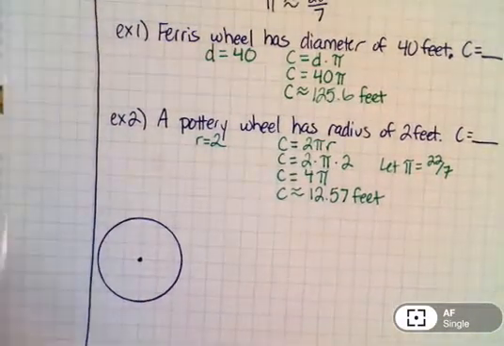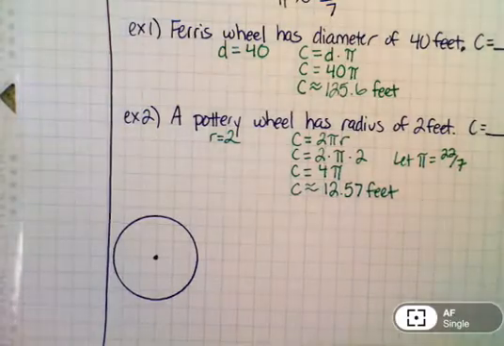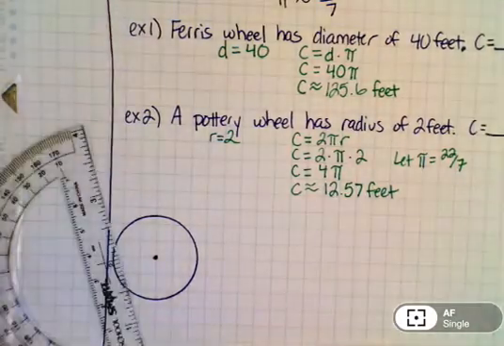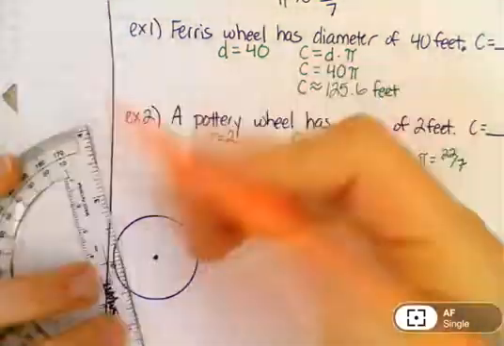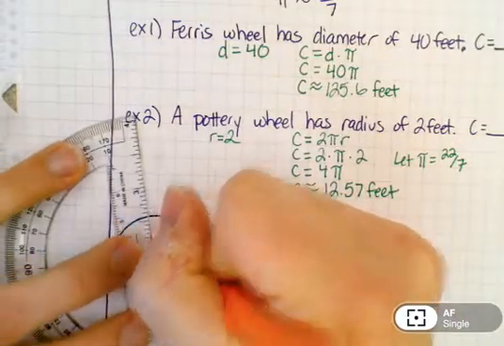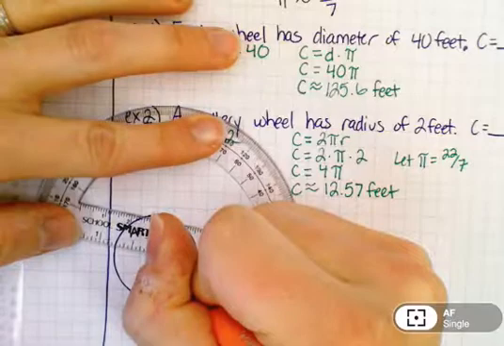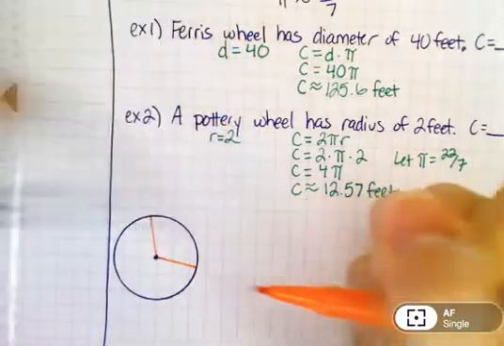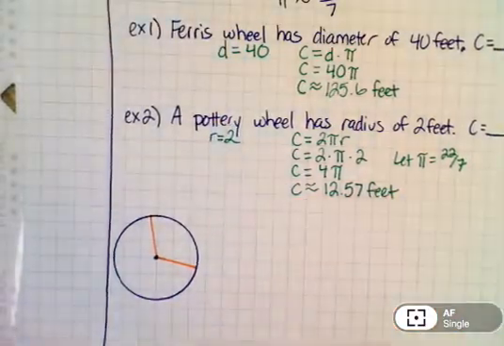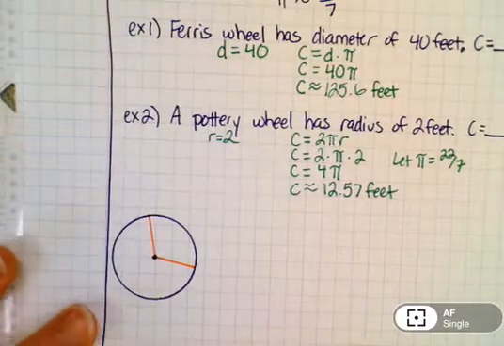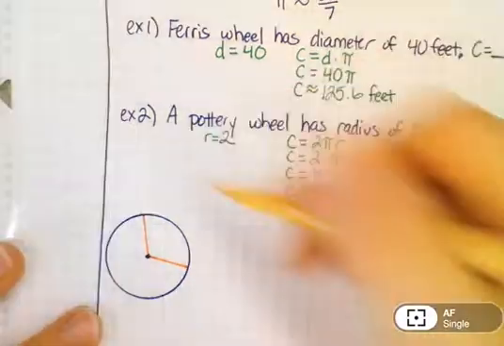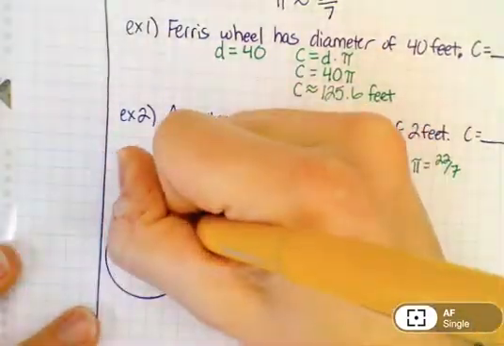I'm going to use my little guy here. I'm going to draw in 2 radii, and it doesn't really matter where they are. I'm going to go here, and then I'll go here. Yours does not need to look exactly like mine, but what I'm going to do here is kind of highlight this arc.